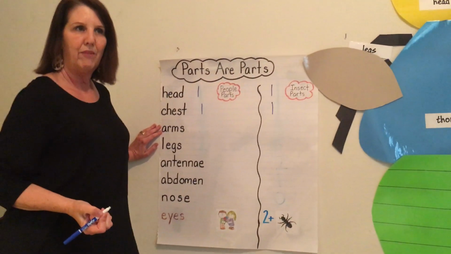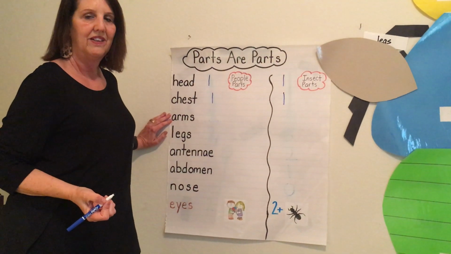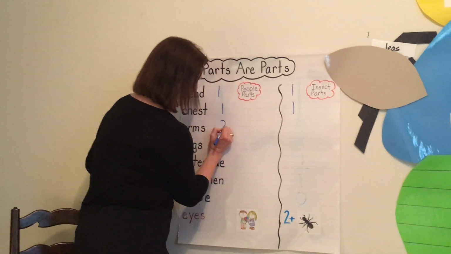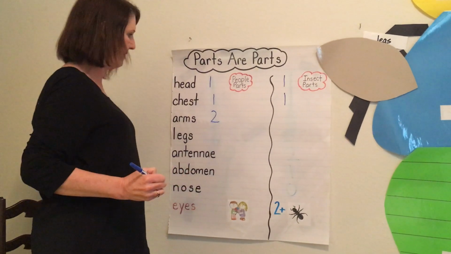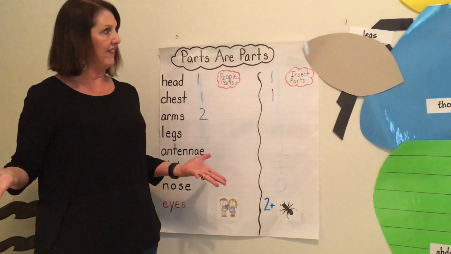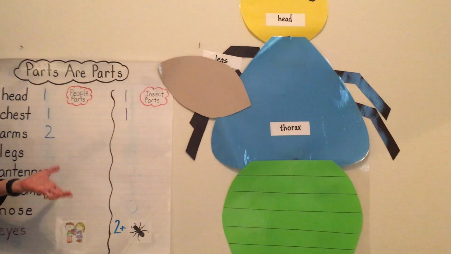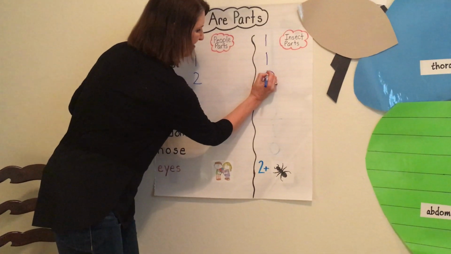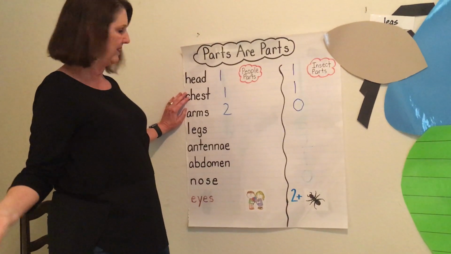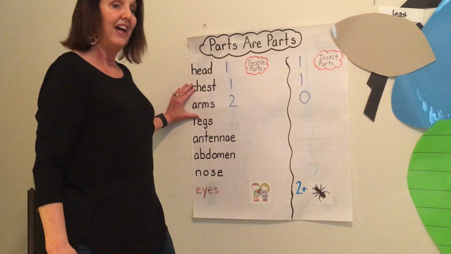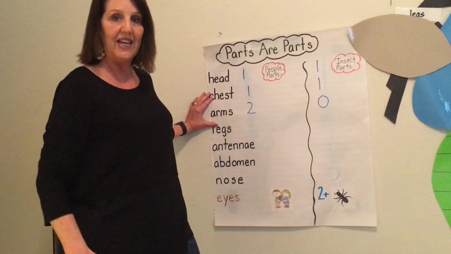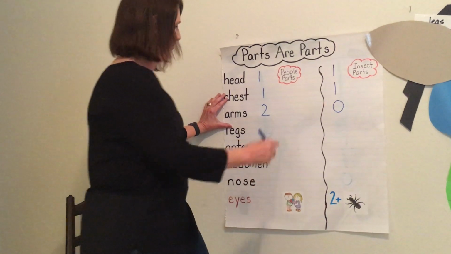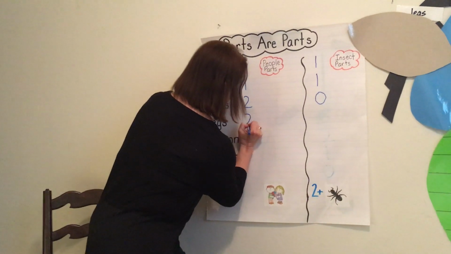Now, think about how many arms we have. We have 2 arms. How many arms does the insect have? You know what? The insect has 0 arms. He doesn't have any arms. But let's go down to legs. How many legs do we have? We have 2 legs. 1, 2. So we have 2 legs.